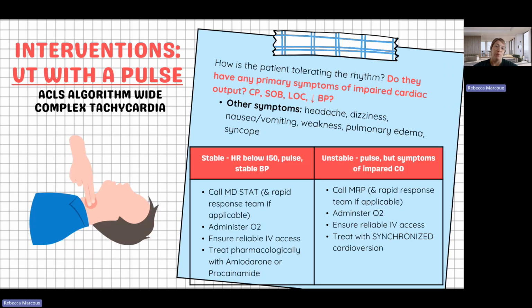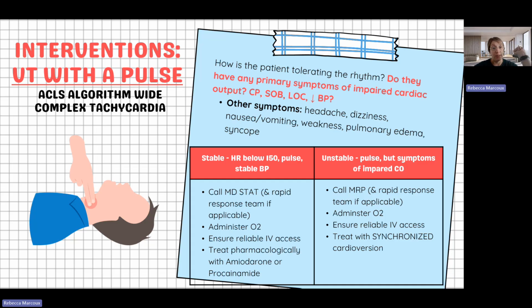So again, to go into more detail on our VT with a pulse, we want to know how they're tolerating the rhythm. Other symptoms you might see: headache, dizziness, nausea, vomiting, weakness, syncope. Very generally speaking, always look at your patients, but patients are more likely to be stable if they have a heart rate below 150, and they have a stable blood pressure, of course. So if you see this and your patient does have a pulse and a stable blood pressure, you're still going to call your MD.